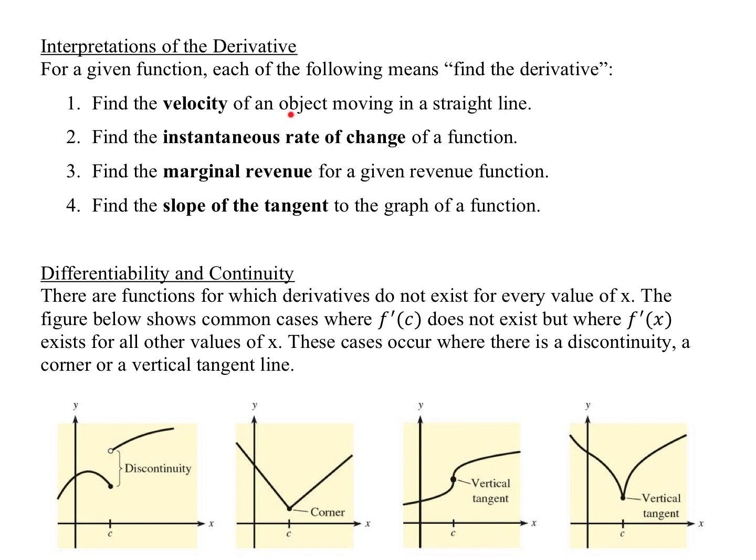If you were looking at an object that's moving in a straight line, what is the rate of change of an object? It would be its velocity. If you were looking at a function, the rate of change of a function is just the rate of change of the function. If you're looking at a revenue function, the rate of change of a revenue function would be the marginal revenue. And one other interpretation: if you're looking at a graph of the function, then the rate of change would be the same thing as the slope of a tangent line to the graph of the function.